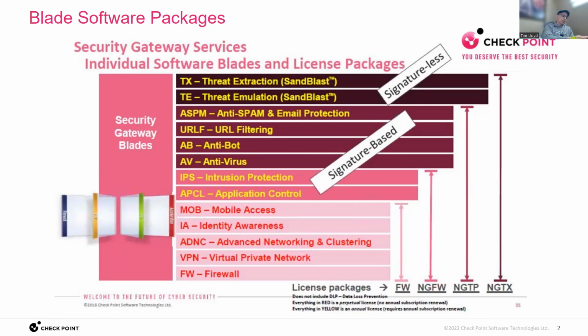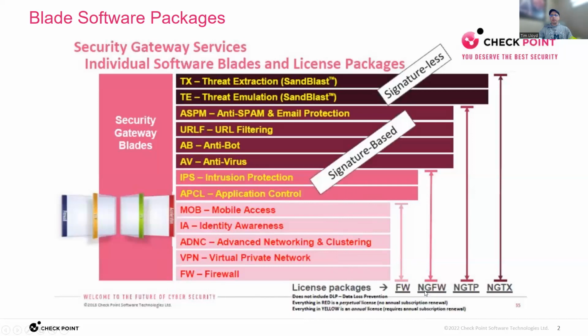In our licensing and subscription model, with every appliance that we sell, whether that's an actual hardware appliance or it's a virtual appliance in the cloud, every appliance comes with base firewall, which is this light pink section here. So we have firewall, VPN, clustering, identity awareness, and a small mobile access license of 5 concurrent users. So this is what comes with every firewall. You don't need an additional subscription for these pieces.